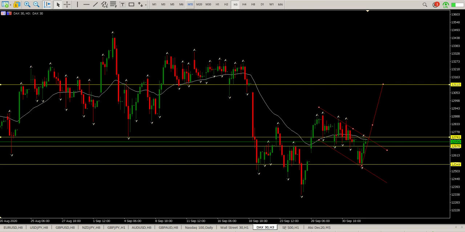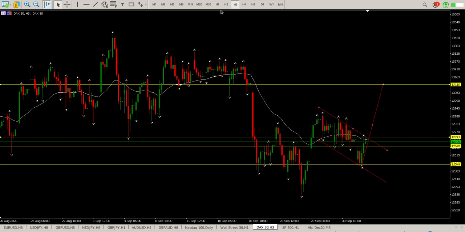I just want to quickly have a look at the futures market on the DAX right now. DAX futures is up 0.5% at 12,758, so we're just above, a slight gap up.